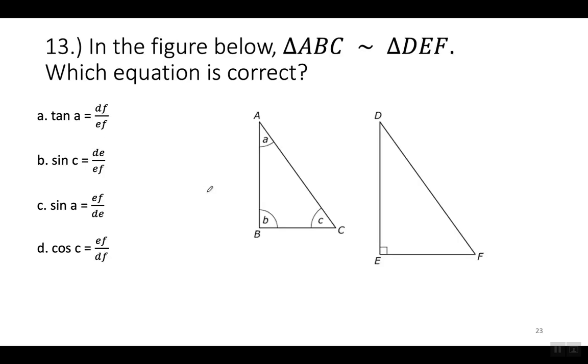Number 13. In the figure below, triangle ABC is similar to triangle DEF. Which equation is correct? So here's the deal with this one. Let me explain what they're doing here. They're using the angles from this triangle and comparing them to the sides of this triangle. So there's only one equation that's correct.